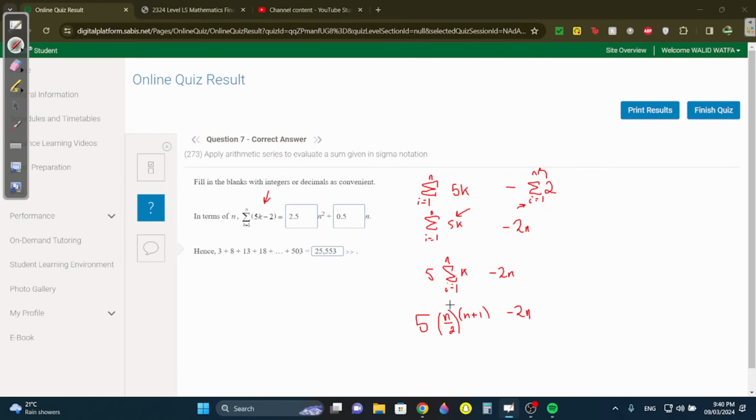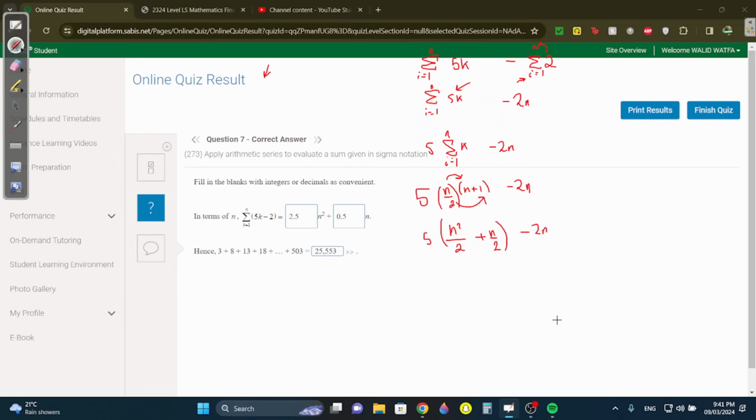Let's start by simplifying this. n over 2 times 2n is actually n squared over 2. n over 2 times 1 is just n over 2. And you still have that 5 outside, minus 2n. Let's continue simplifying. 5 times n squared over 2 is actually 5n squared over 2. And 5 times n over 2 is 5n over 2, minus 2n.